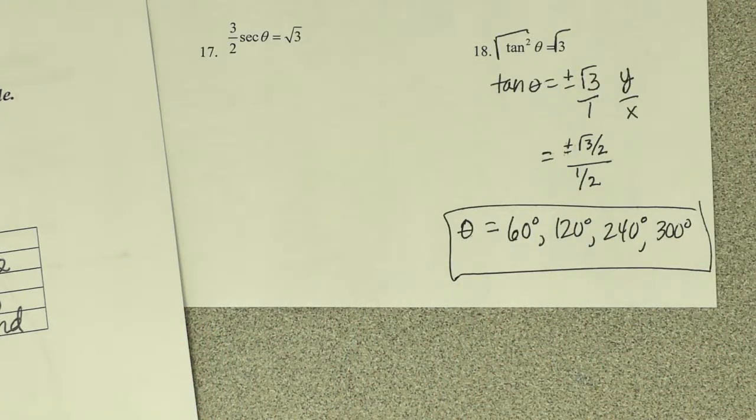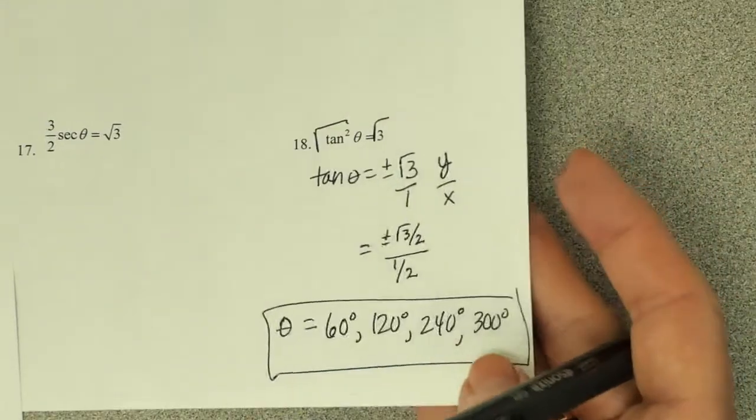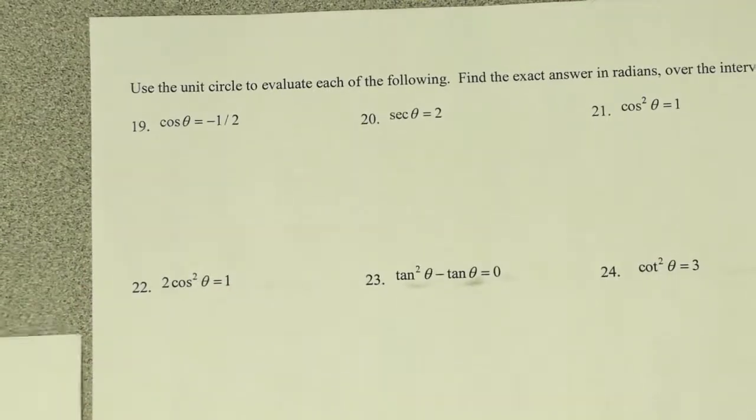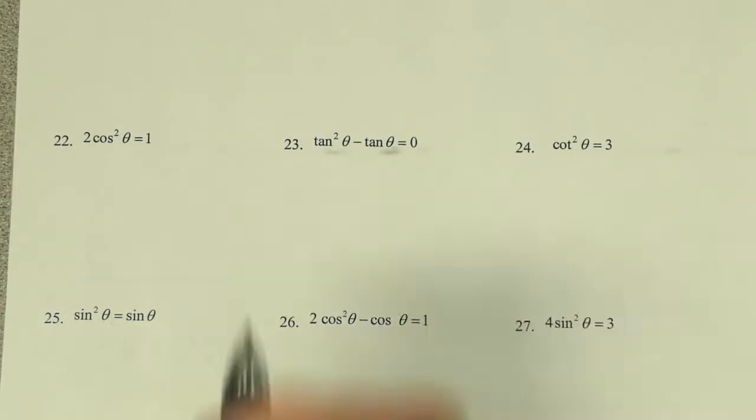Questions on how I got that? All right, let's flip on the back now. So see, now we don't have to draw pictures. We're just going to use this unit circle. So on the back, let's do number 23.